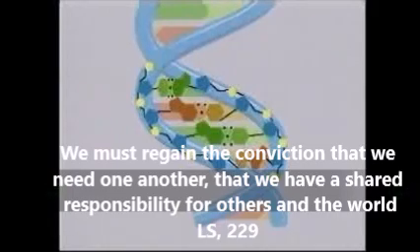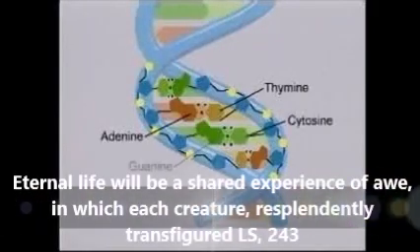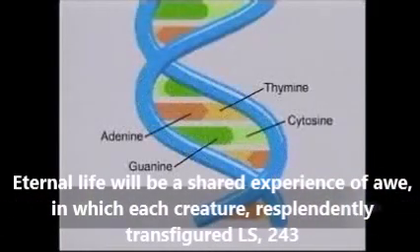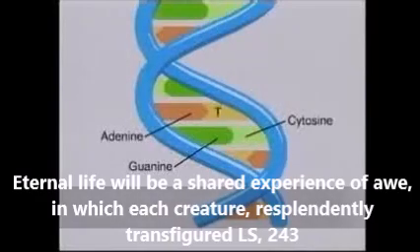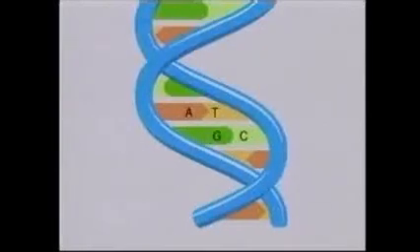There are 4 different bases in DNA: thymine, adenine, cytosine, and guanine. The names of the bases are often abbreviated. T stands for thymine, A for adenine, C for cytosine, and G for guanine.